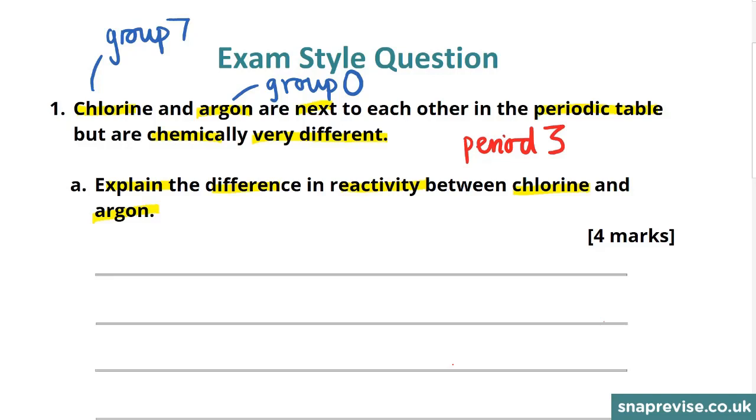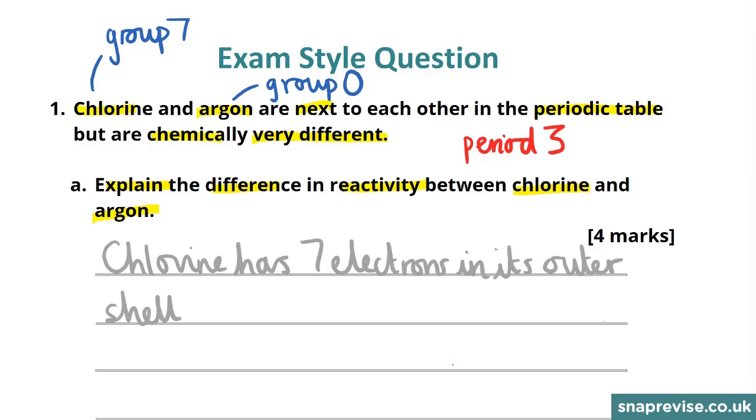The key to answering this question is to remember what the numbers of the groups mean, which is that the number of the group tells you about the number of electrons an atom of that element has in its outer electron shell. This is important because chemical reactivity is determined by the number of electrons. So we can start by saying that chlorine, which is in group 7, has 7 electrons in its outer shell.